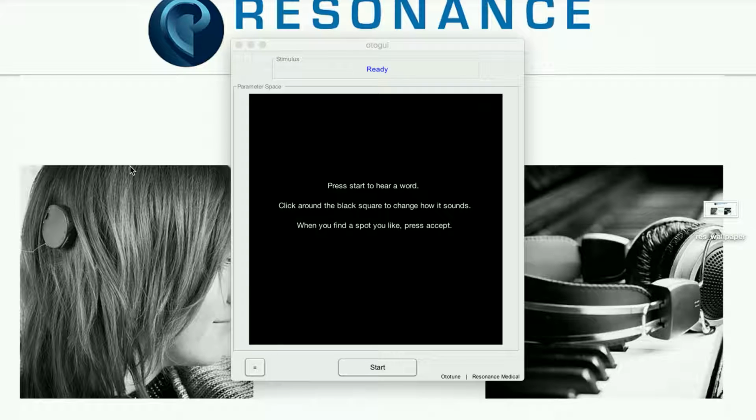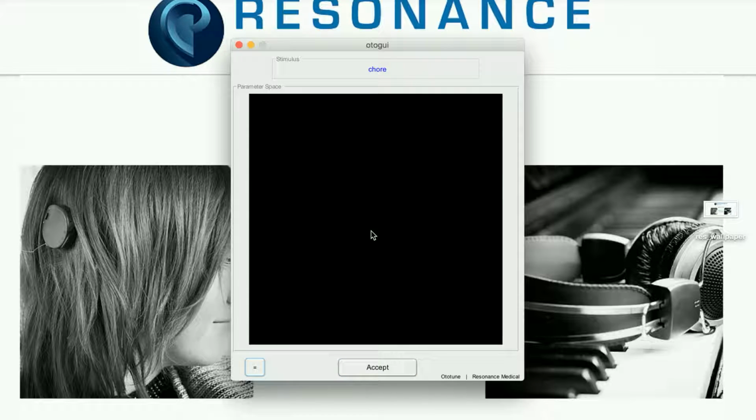This is the first interface we're using to perform the optimization. The way it works is the subject presses start, and they'll hear a word, and they're going to click around this black square. What each dimension along this black square corresponds to are two parameters that belong to a particular function that manipulates the auditory filters in a specific way, such that if you click around this black square, you're able to hear the sound processed in very different ways. Let's take a listen here.